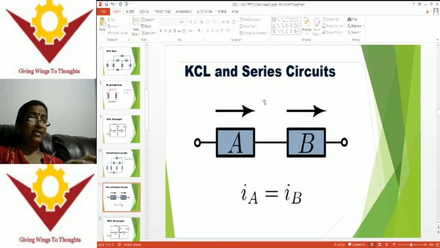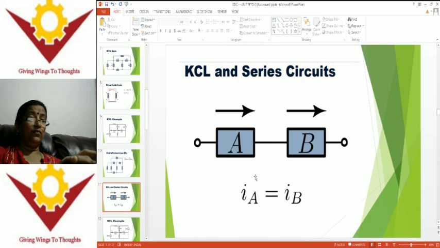So, KCL and series circuits. A and B are connected in series, so the current flowing through these components should be the same. So IA, the current flowing through element A, is equal to the current flowing through element B, that is IA is equal to IB. That means in series, the amount of current flowing through the series components should be the same.